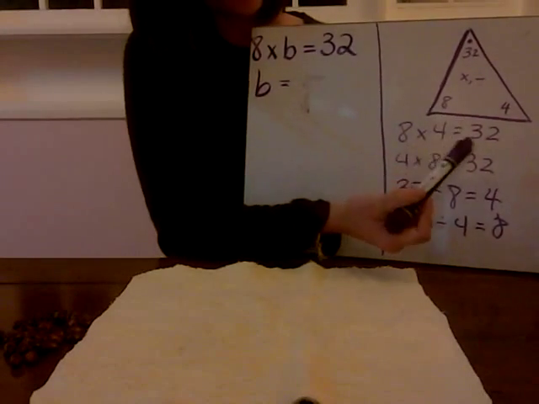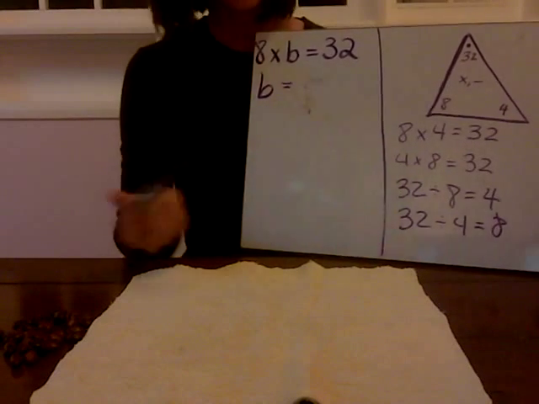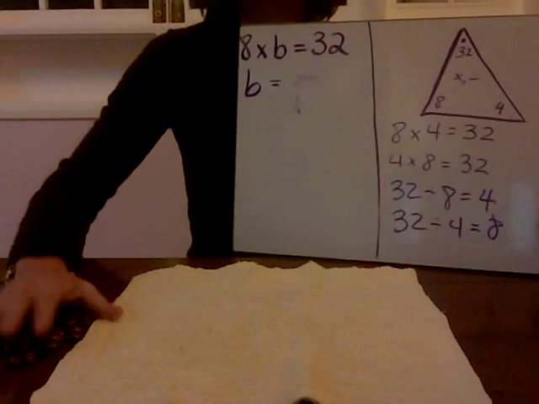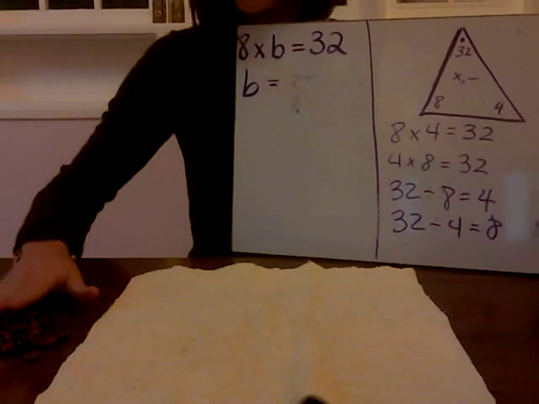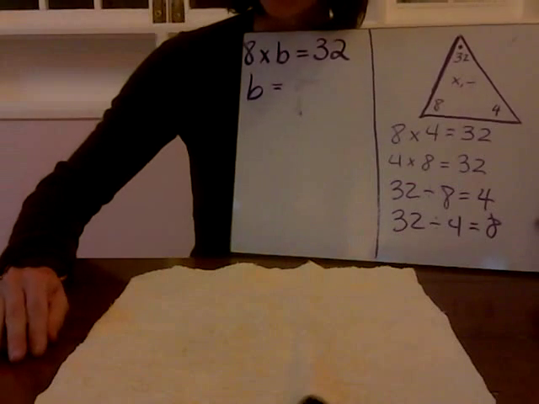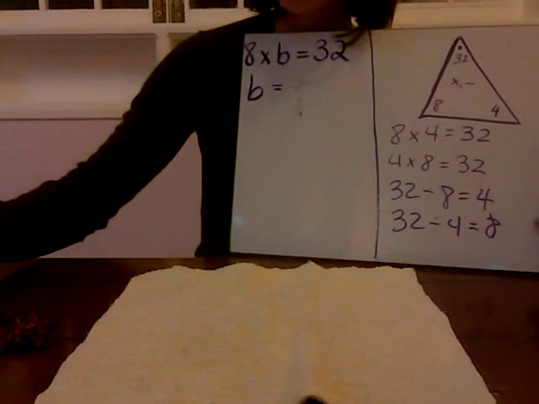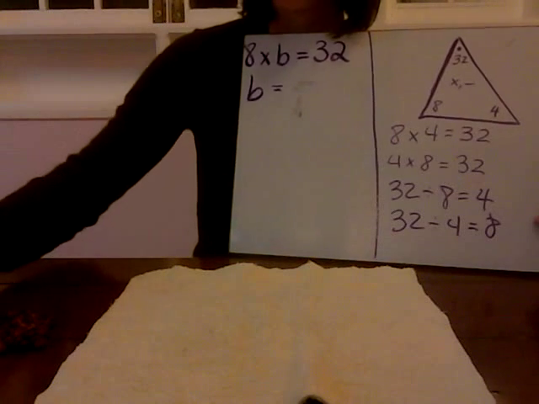Well, if we know that 8 times 4 is 32, then we immediately know that b is 4, but we might not know that. So we're going to use some beans. In class, we use blocks. When you're at home, you might not have blocks, so you can use beans or rocks or candy or marbles or whatever you have in the house that's little and that you have many of.